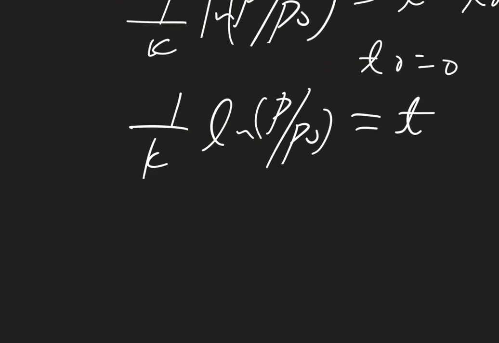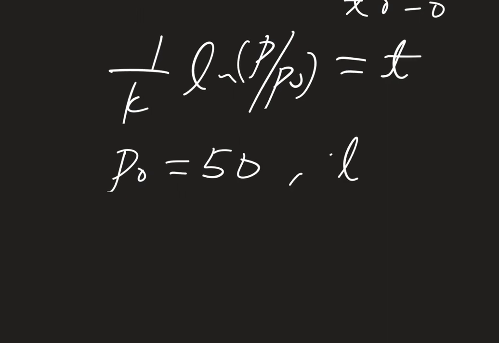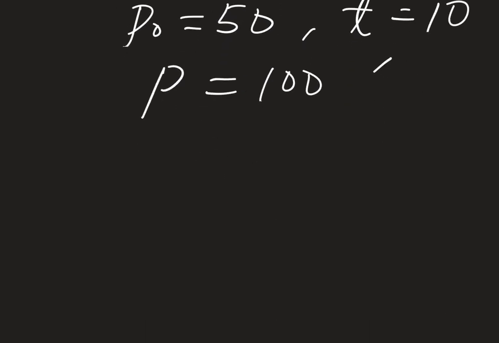So now we know that P naught is 50. And when t equals 10, your P is equal to 100. So you can find your k very easily by doing substitution.